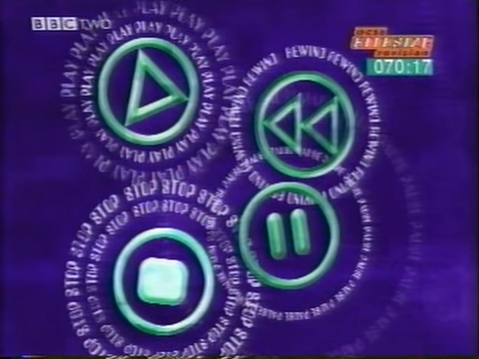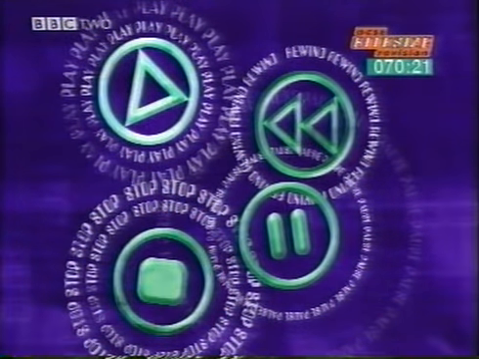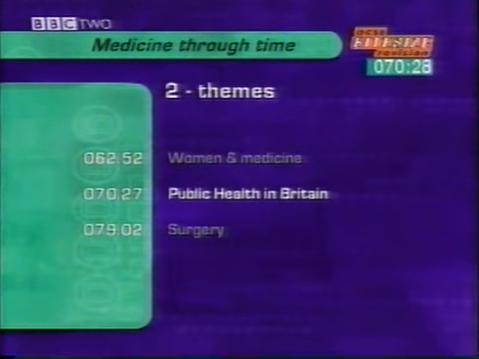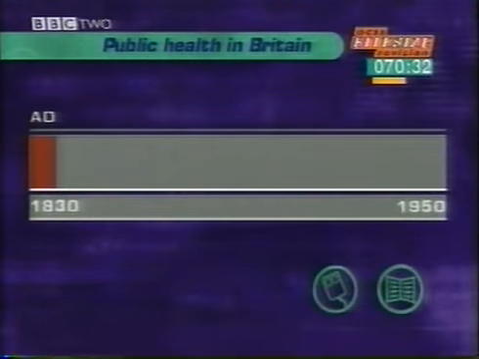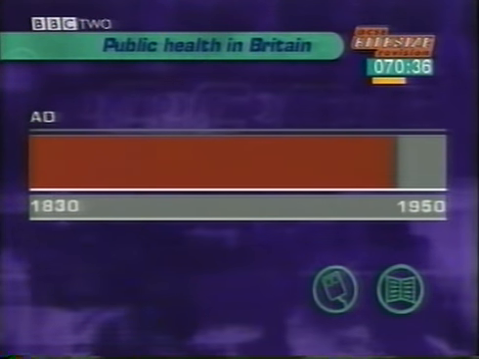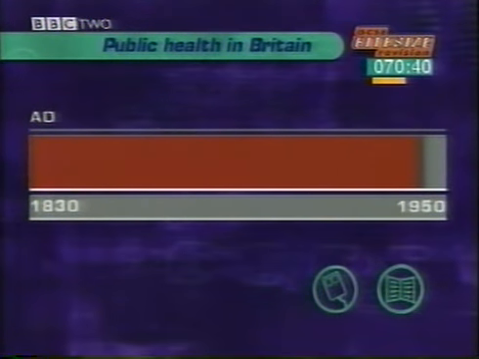That's the end of the section on women and medicine. Now, another theme, the story of public health in Britain. During the Industrial Revolution, the growth of towns to house the ever-growing number of workers created big new problems of public health.